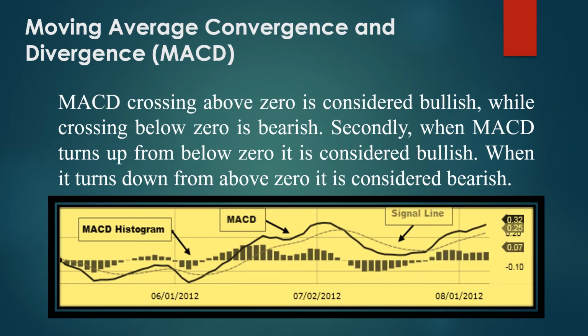Now see here, the MACD crossing above zero is considered bullish, while crossing below zero is considered bearish. Secondly, when the MACD turns up from below zero, it is considered bullish. When it turns down from above zero, it is considered bearish.